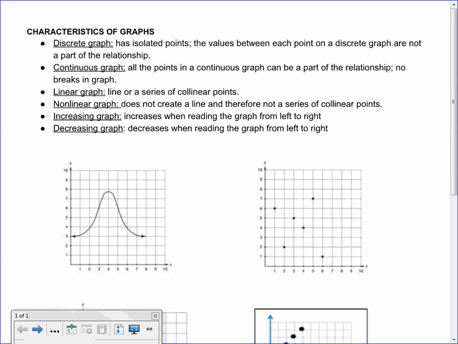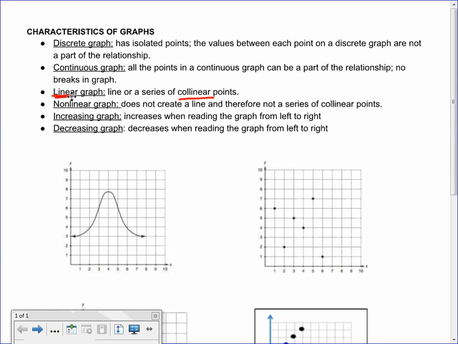So a discrete graph is a bunch of isolated points, and they kind of don't have a relationship between them. Continuous graph, there's no breaks in the graph, so all your lines are going to be connected. And a linear graph means, right in the word you see line, it's going to connect a straight line. Has to be straight, and that's what it means for linear. Nonlinear means it's not going to create a line. So it's just going to kind of maybe make a curve, maybe no pattern, something like that.